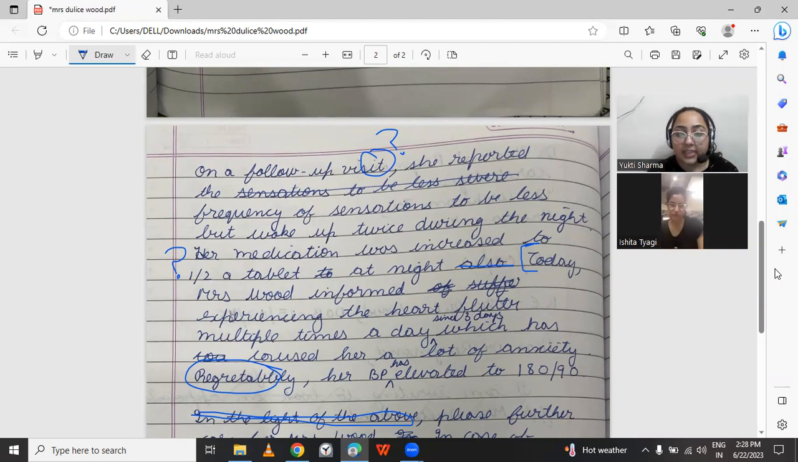So suppose in this case there were 4 appointments and only the first and last were important, and the middle two, second and third, were not that remarkable. Things were not happening, and almost similar complaints were there. So in that case, you can summarize and say on her next two follow-up visits in the duration of 1 and 2 weeks, or on her follow-up visits in the month of August, like that you can say.